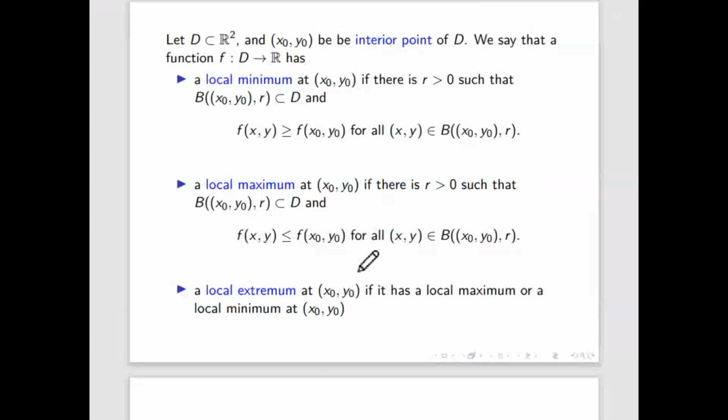And if it is a maximum or a minimum, that combined name is called extremum. Like monotone means either increasing or decreasing, extremum means either it is a maximum or it is a minimum. So a point has a local extremum if it has a local maximum or a local minimum. When we are not sure which, we say extremum. When we know it is a minimum or a maximum, we can clearly say so. So I think the definition is very clear to everyone.